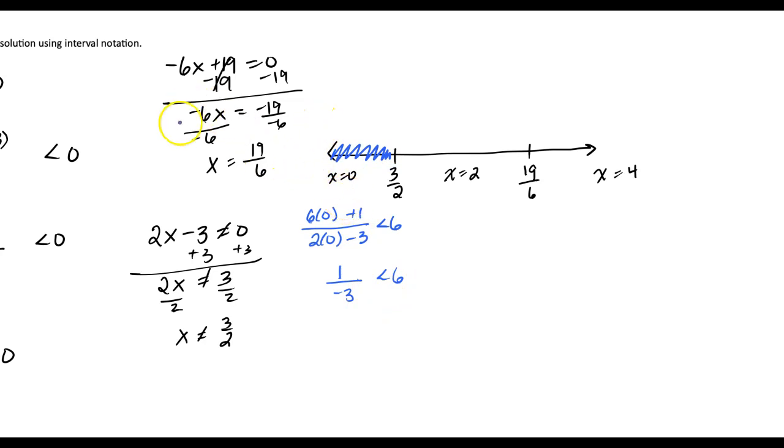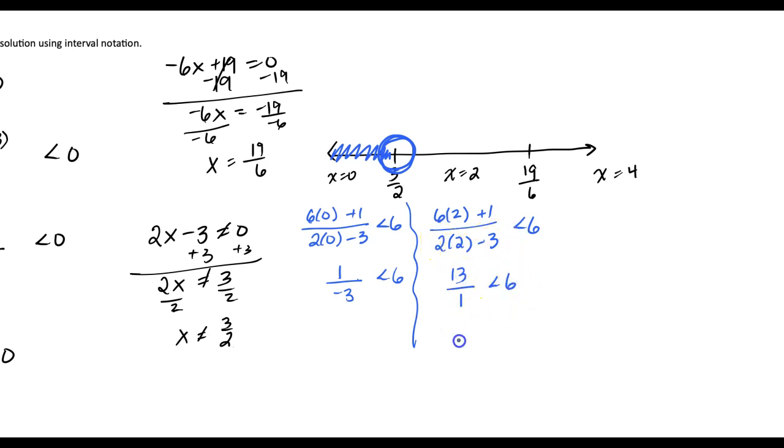Okay. Oh, you know what I did last time that I didn't do this time? I'm going to do this now. We knew that x could not equal 3/2, so I'm going to leave a big open circle there to say I can get close to it but never equal it because that's out of our domain. Let me check with the 2. 6 times 2 plus 1 over 2 times 2 minus 3, is that less than 6? So 12 plus 1 is 13, and 4 minus 3 is a 1, and 13 less than 6, that tells me no.